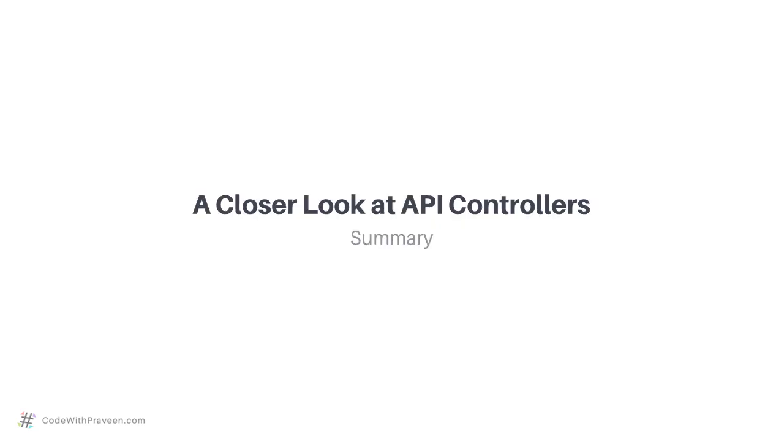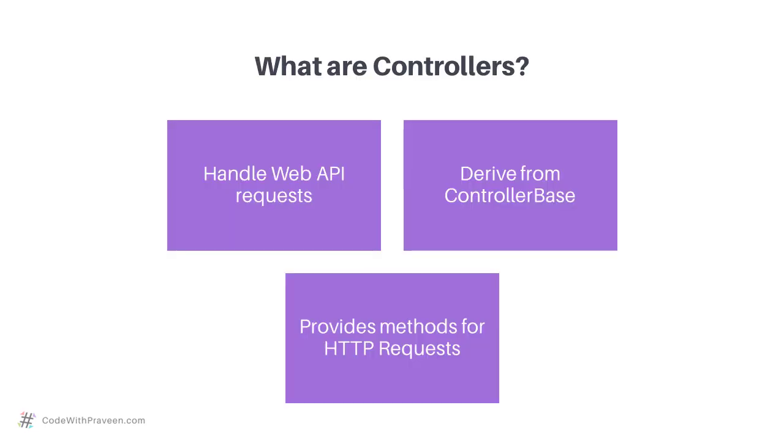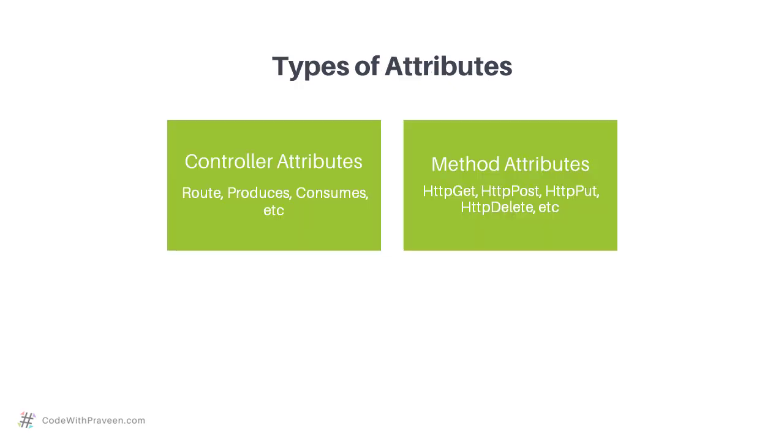Let us summarize the key concepts that you had learned in this section, a close look at API controllers. First, you learned that the controllers are special classes that handle Web API requests. In the ASP.NET Core Web API context, they are classes that derive from the controller base class. The main advantage is that it provides various methods and properties that are related to HTTP requests.